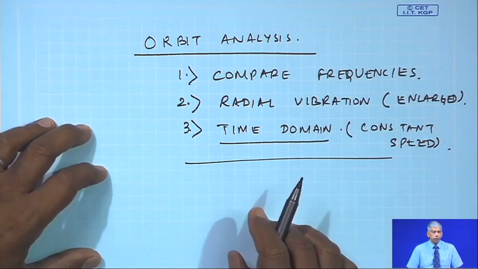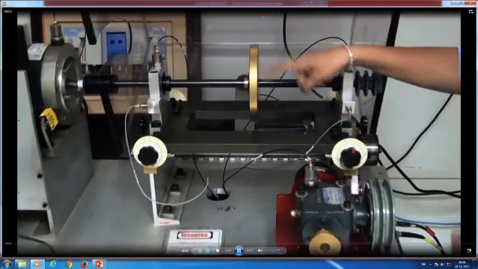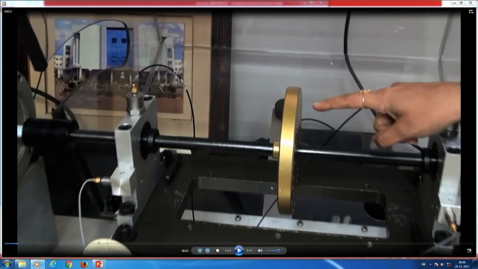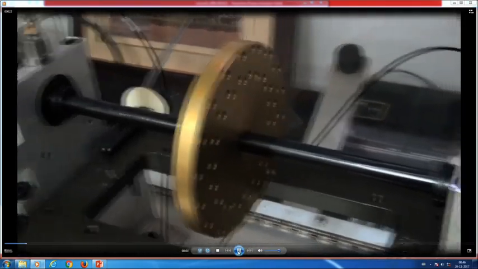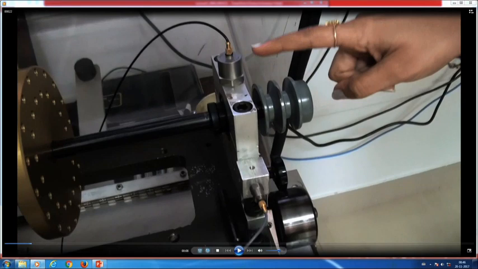So, I will show you a practical demonstration of a video wherein we are doing an orbit analysis on a test rig. And let me show you this. If you see here, this is a rotor rig wherein we have put transducers in the x plane and one in the y plane. These transducers are for some other measurements which we are doing in the laboratory. And this is a rotor supported on two bearings, driven by a motor at a constant speed. And these are the two transducers, one measuring x, another measuring y.